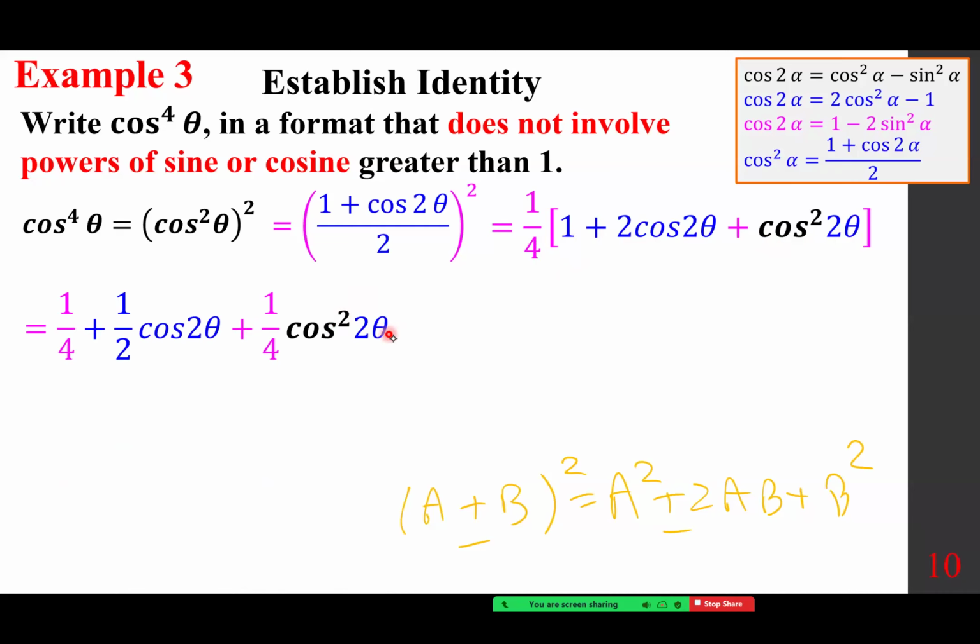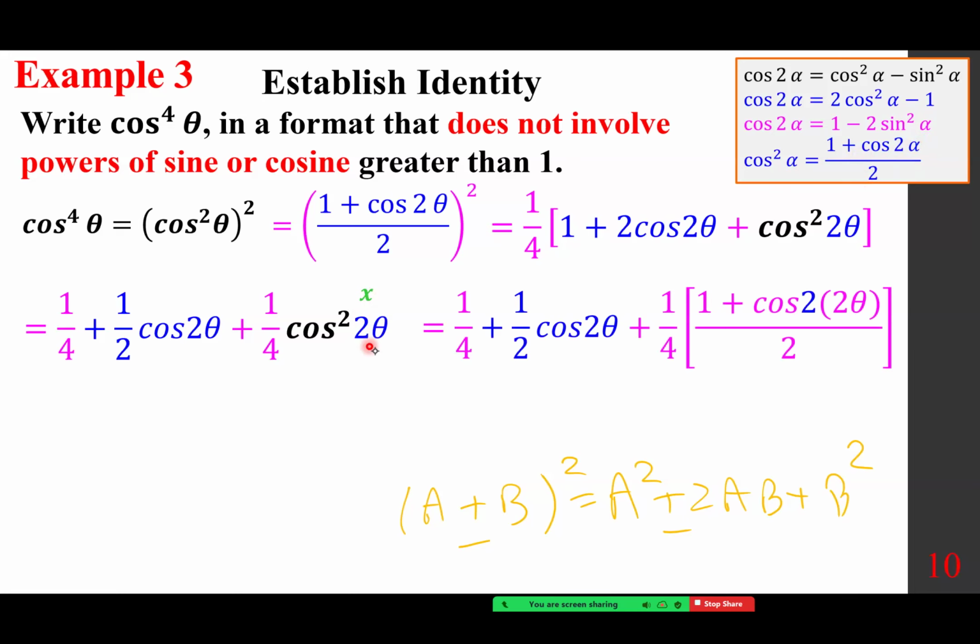Imagine 2 theta was x. And never mind the 1/4. Cosine squared of x, or you can think of it as alpha, is 1 plus cosine of 2 alpha divided by 2. So imagine it's x. Cosine squared of x is 1 plus cosine of 2x divided by 2. So 2 times x, 2 times 2 theta.